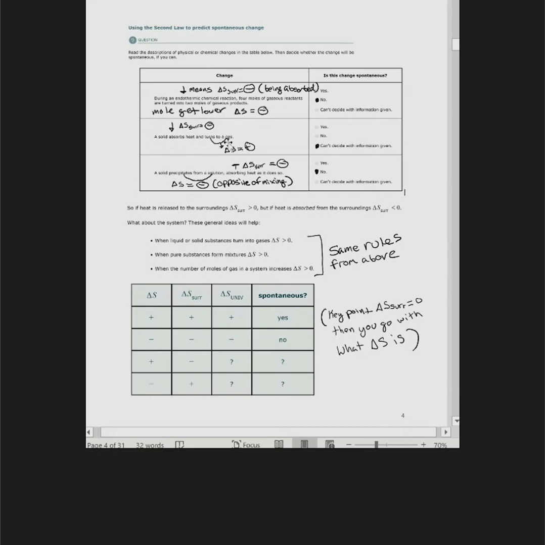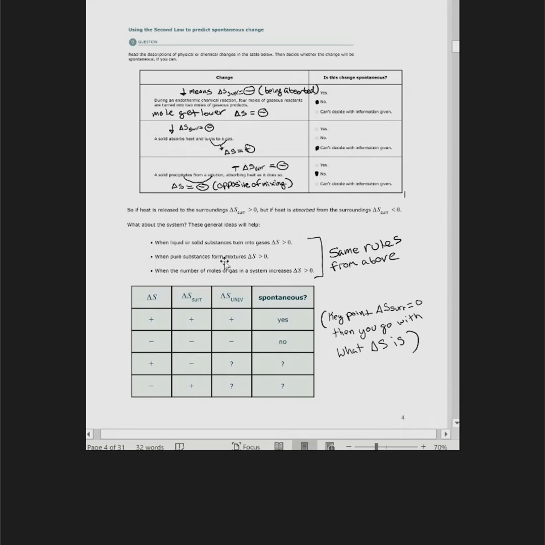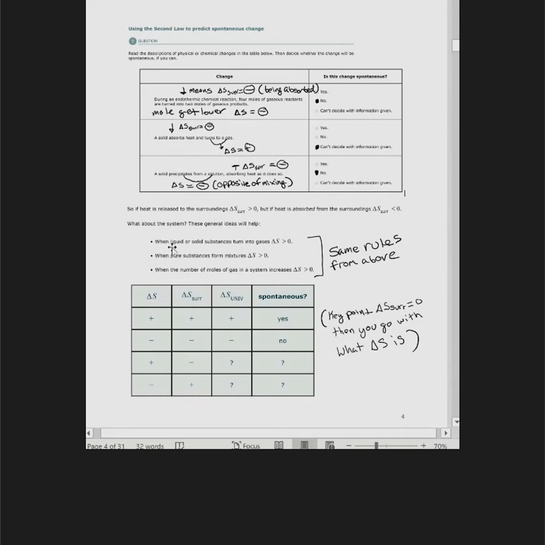Now I got to figure out what's happening to the system. Well, it turns into a gas. So I look at my three rules, and I see when a liquid or a solid turns into a gas, right? A solid turning into a gas. Perfect. So my delta S is going to be positive. And so I look for something that's like that. The only thing that's like that is this one. So we can't decide if it's spontaneous or not. So far, so good?